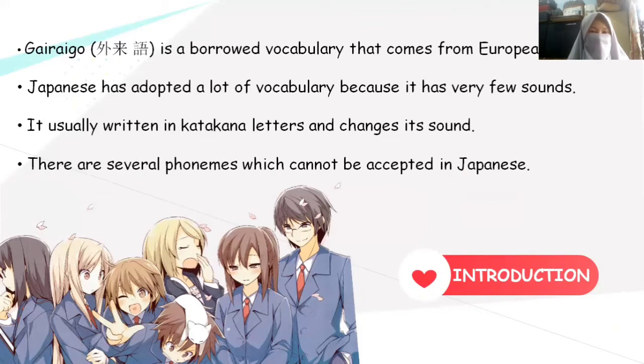So, in Japanese, gairaigo, a borrowed vocabulary that comes from European languages, and Japanese has adopted a lot of vocabulary because it has very few sounds. And gairaigo is usually written in katakana letters and changes its sound. It is also called katakana go, or katakana word, which changes its sound after being adapted into the Japanese phonological system. There are also several phonemes which cannot be accepted in Japanese.